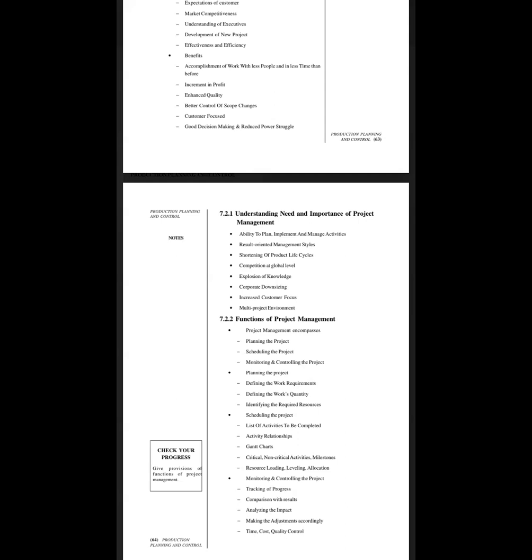Functions of project management emphasize planning the project and scheduling the project. Project management is important for defining the work requirement, for scheduling the project, and also for monitoring and controlling the project. So these are the functions of project management.